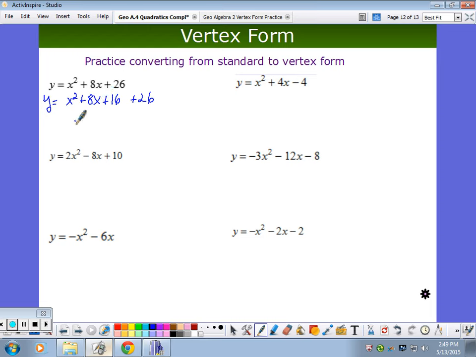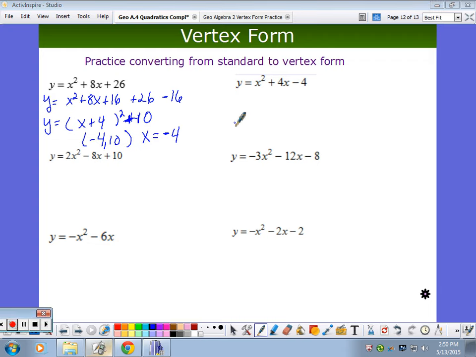Now it's not equivalent anymore. So if you add 16, what else do I need to do? Subtract 16, so I have an equivalent statement. But I have a lovely binomial square here. That's x plus 4 squared. And what is 26 minus 16? 10. What is the vertex of this parabola? Negative 4, 10. Take the opposite, keep it the same. What's the axis of symmetry? x equals negative 4. That's that line. Get those real easy pieces.